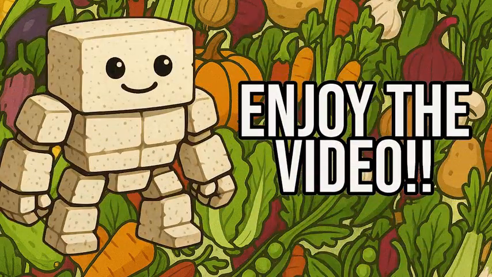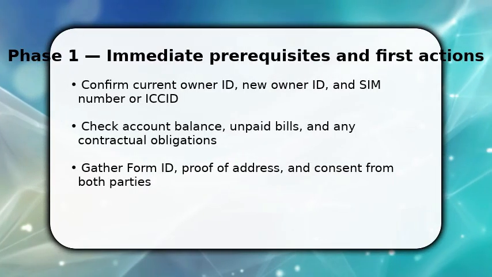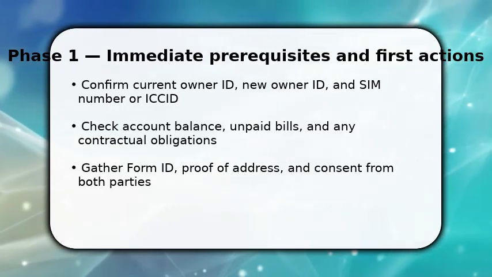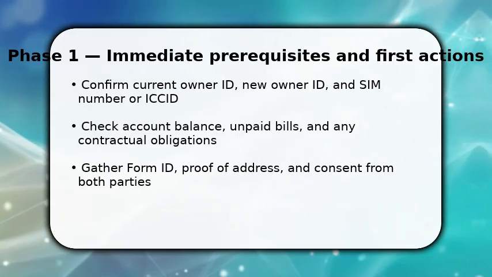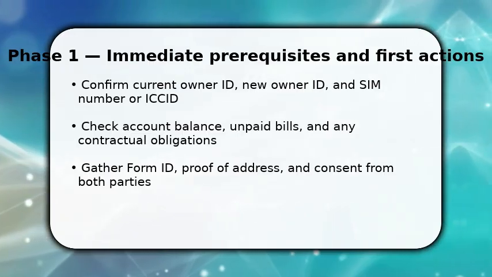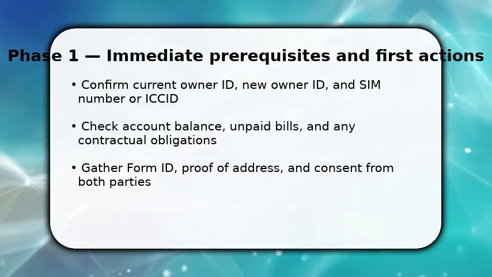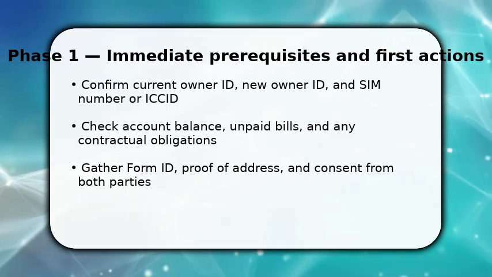Please enjoy the video. You start by verifying identities and eligibility. This prevents delays. Once you have both ID and the SIM ICCID, call or log into the carrier portal. Make sure the account has no outstanding holds and that the line is unlocked for transfer.